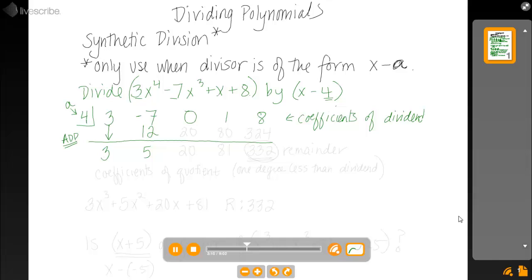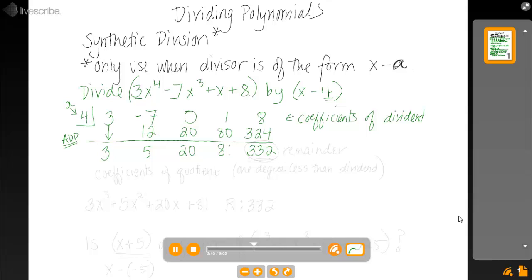Now we repeat that process over and over until we get to the end. Multiply and then add. 5 times 4 is 20. We would then add 0 plus 20 is 20. Repeat. 20 times 4 is 80. We can then add, and we will get 81. 81 times 4 is 324. And then we can add, and we'll get 332. And we're done. There's no more numbers to work with.